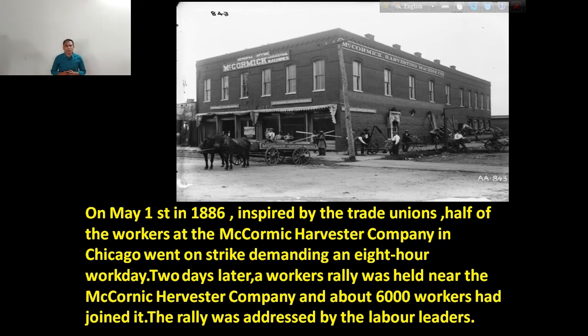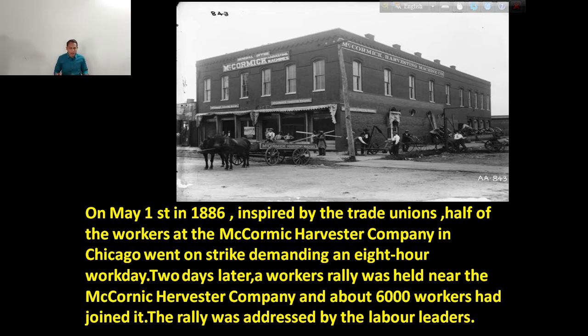As they worked long shifts, they needed an 8-hour work day. So they came to fight against the law of authority. Two days later, a workers' rally was held near the McCormick Harvester Company. About 6,000 workers had joined. It was a big protest.